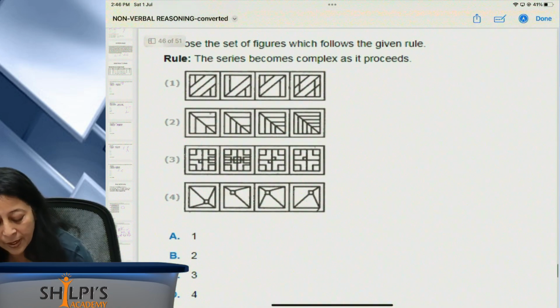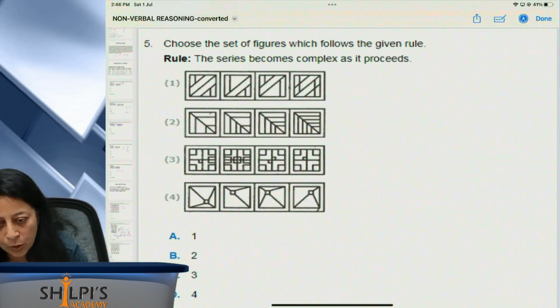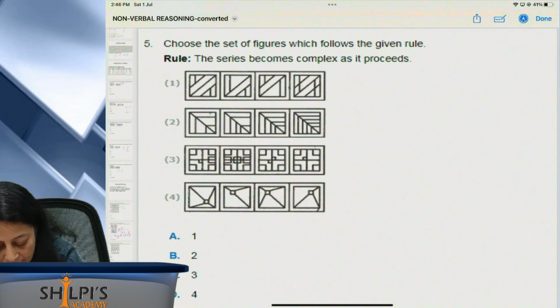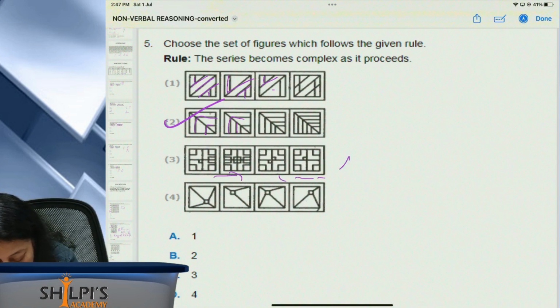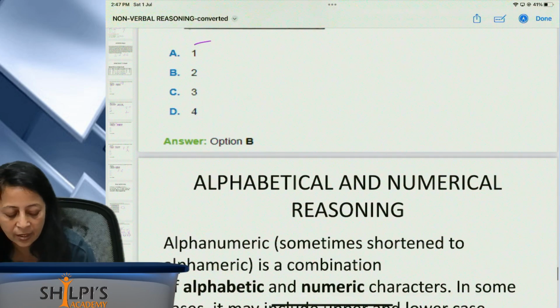The series becomes more and more complex as it proceeds. If you see this, it is like 1, 2, 3, 4, 5, then 1, 2, 3, 4, then 1, 2, 3. Here it is 1, 2, 1, 2 and a half, then 3, then goes on. So this perfectly chooses. Here it goes complex, but here slowly it got reduced, so it is not. Here also it is not. So here you can see that option 2 is complex. So these are the types of questions in this.